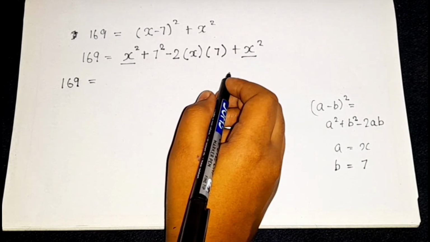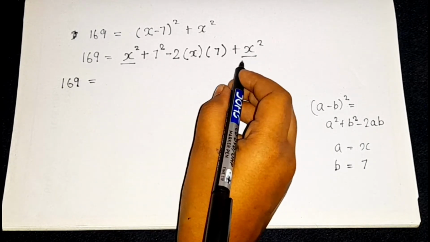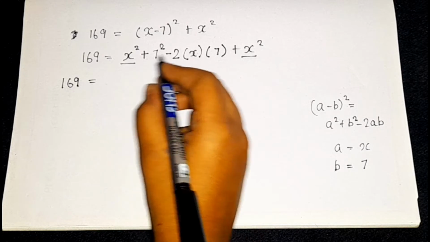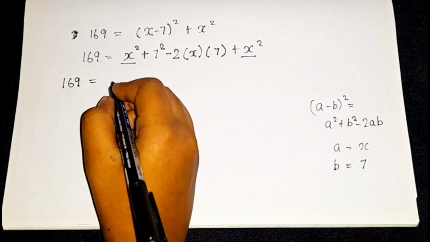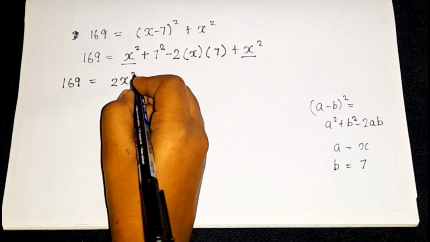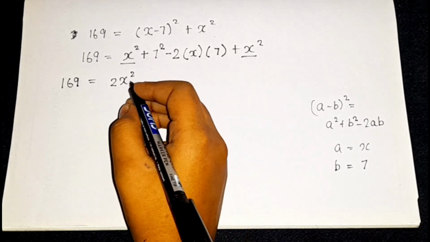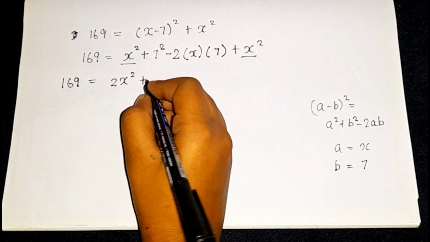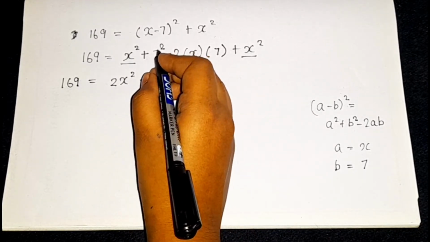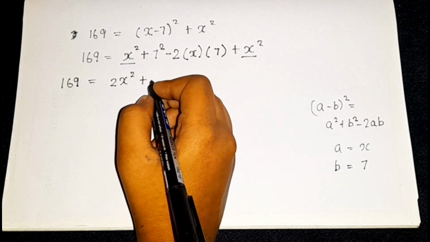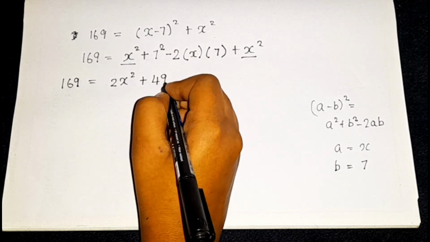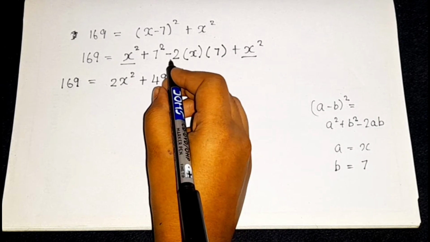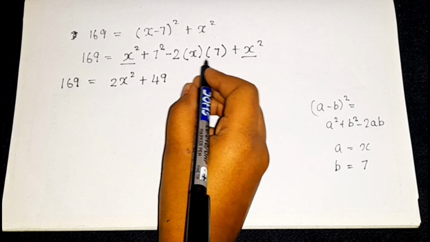Now we are finding the like terms. Here we have x square, here also we have x square. So x square plus x square is 2x square, so 1 plus 1 is 2 and x square as it is. And then we have 7 square. So 7 square means 49, 7 into 7. And then here we have minus 2 into x into 7.